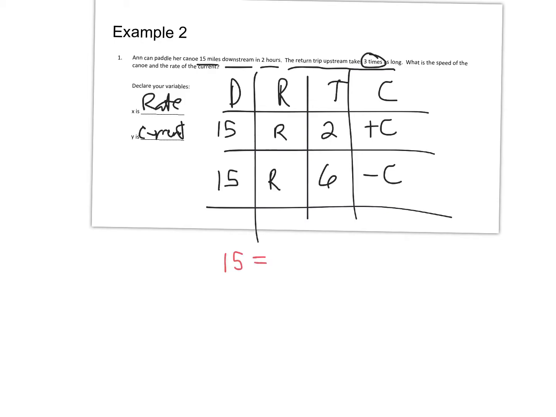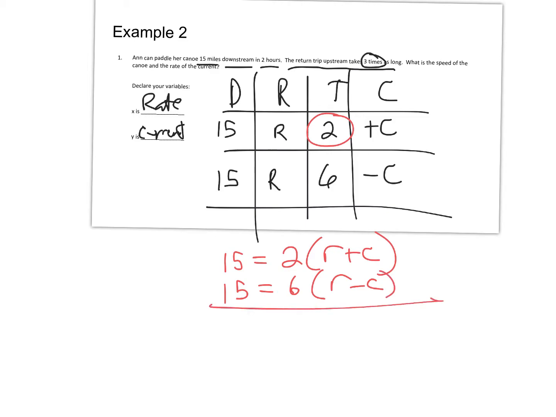15 equals, so they give us a time of 2 times r plus c. For the second equation, 15 is going to equal 6 with r minus c. So again, let's distribute, or just divide. We're not going to distribute. Divide this by 2. We're going to divide this by 6. So we're going to get 7.5 equals r plus c. 15 divided by 2 is 5/2, which is 2.5. So 2.5 equals r minus c.